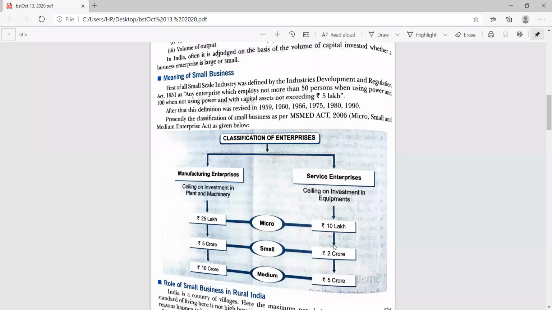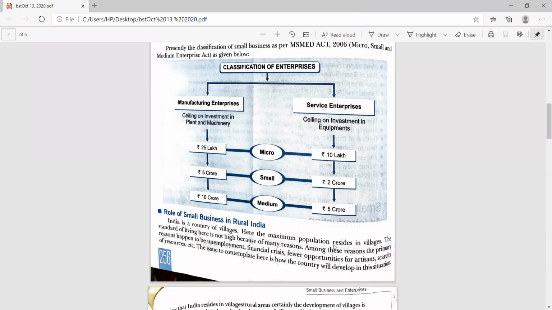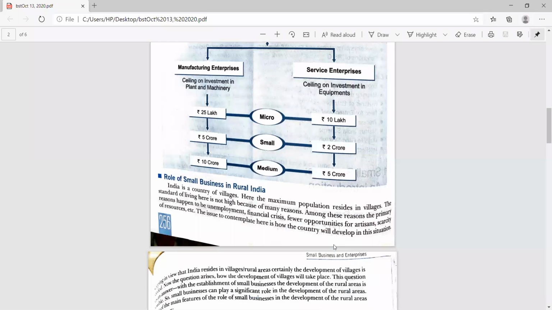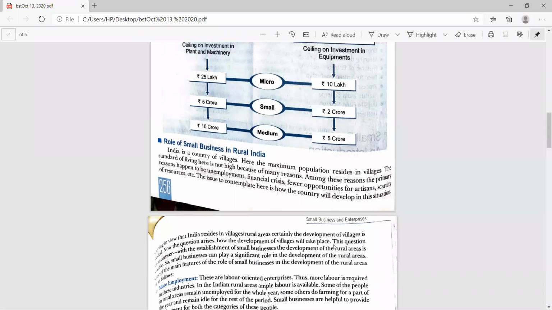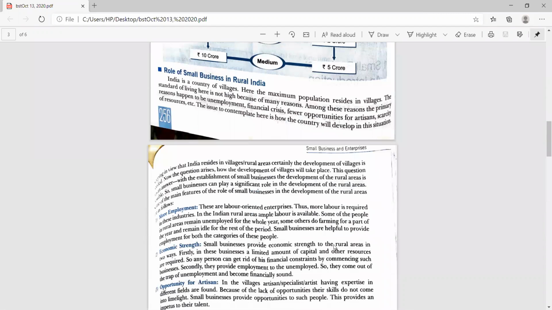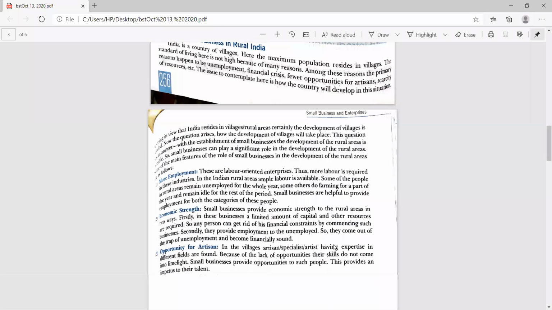So this is the classification of the business enterprises. You find that on the basis of the capital invested, you can decide what the type of business will be, whether it will be the small one or the large one, or the micro or the medium. Now the question arises, what is the role of small business in India? It is one of the very important topics.